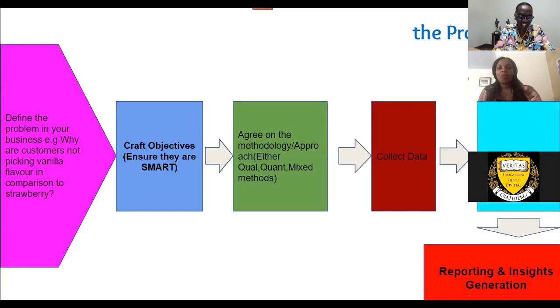The first step is, what is your problem? You must understand, what is the problem that your business is facing? Is it acquiring customers? Is it knowing where to place your product?